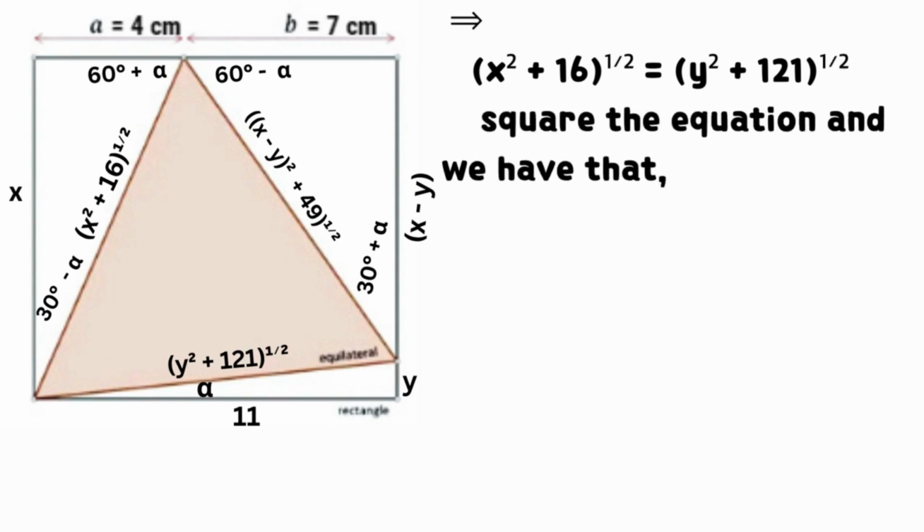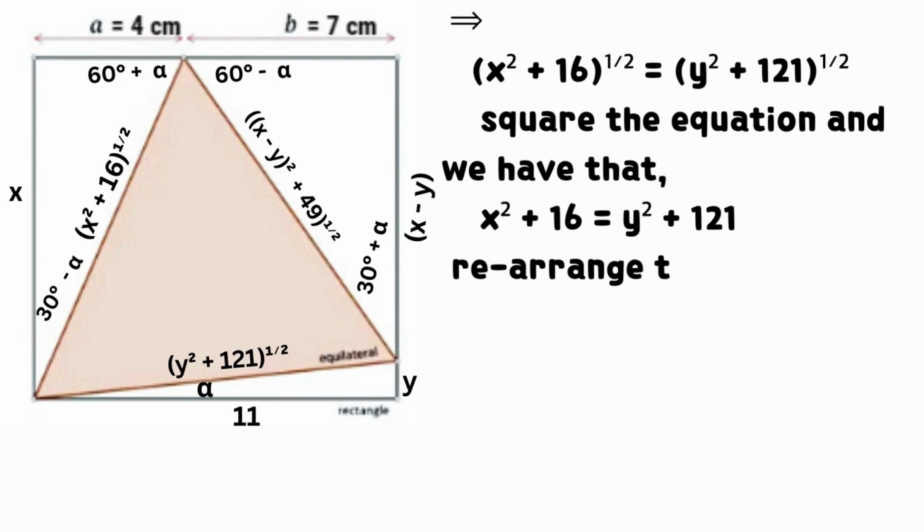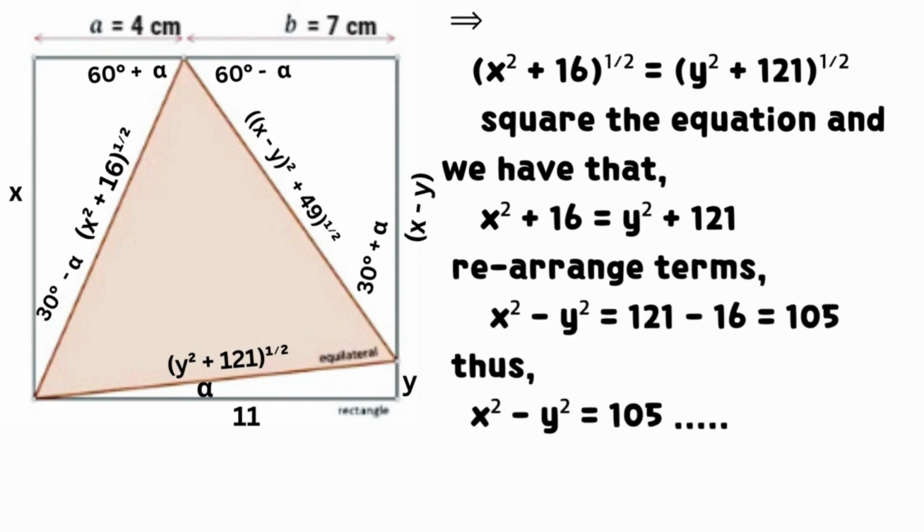Equate the first and the second expressions and then square the equation, and we have the sum of the square of x and 16 equals the sum of the square of y and 121. Rearrange terms, combine like terms and simplify, and we have that the square of x minus the square of y equals 105. We call it equation 1.